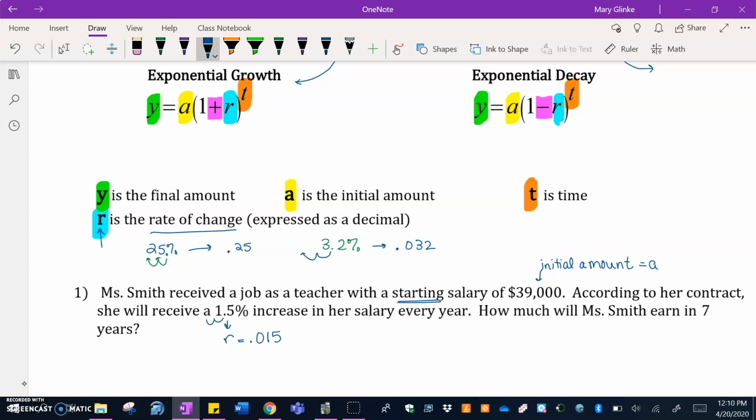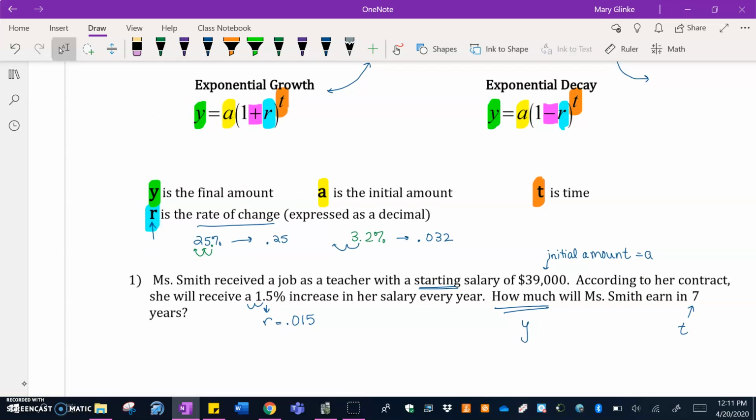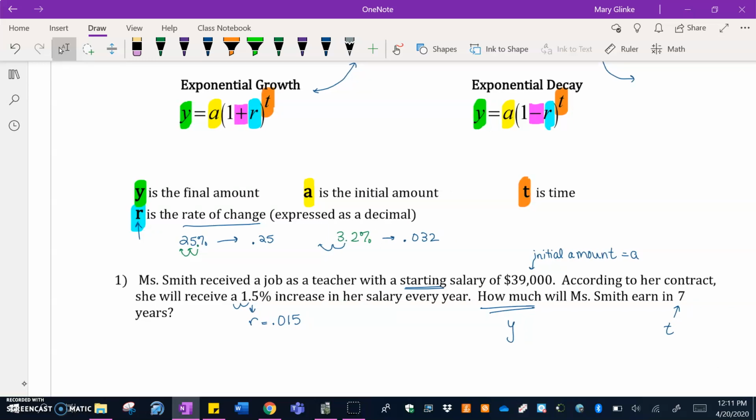We are looking for how much she's going to earn in 7 years. So your 7 years is your time. How much she's going to earn is her ending amount. So we don't know the ending amount. This one, she is increasing her salary, so we're going to plug this into the exponential growth formula. So it's going to be y equals our starting amount, which is 39,000, times 1 plus our growth, 0.015 rate of change, to the time. So that's to the 7th power.